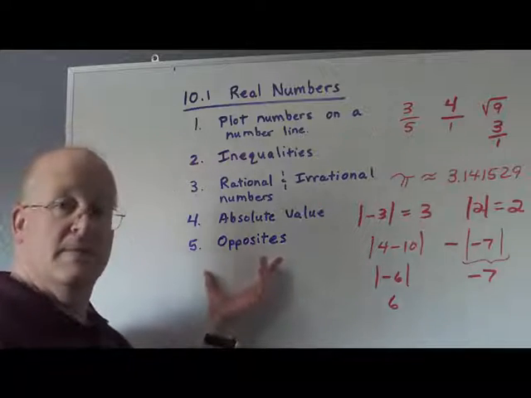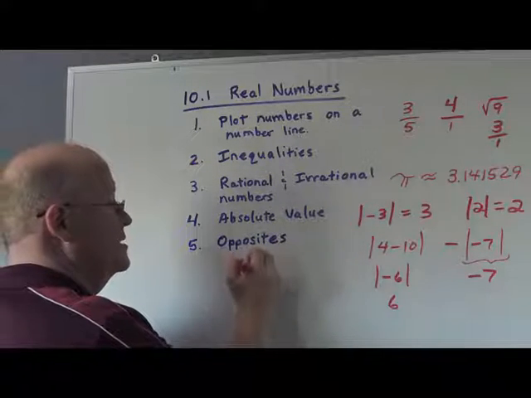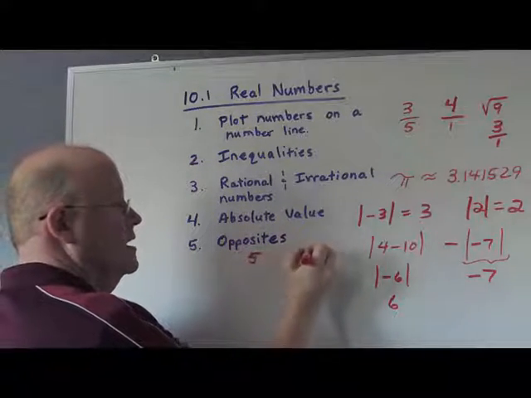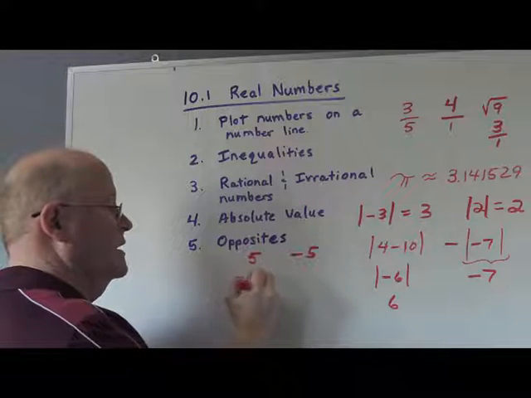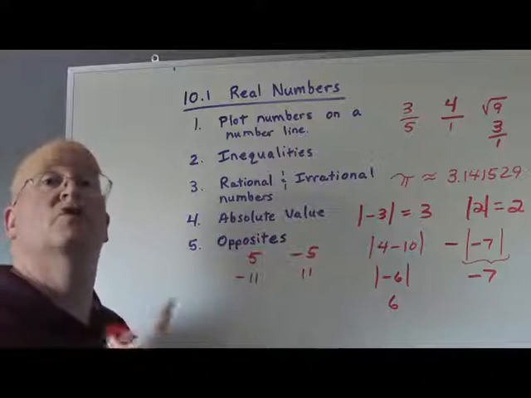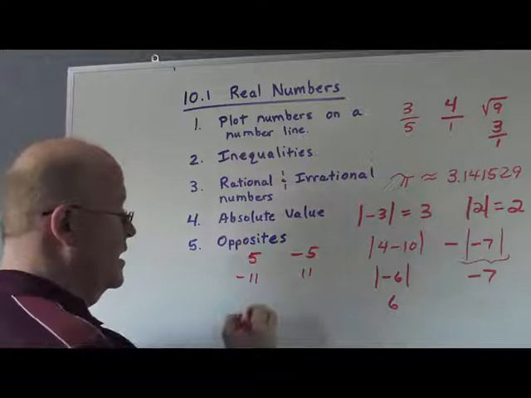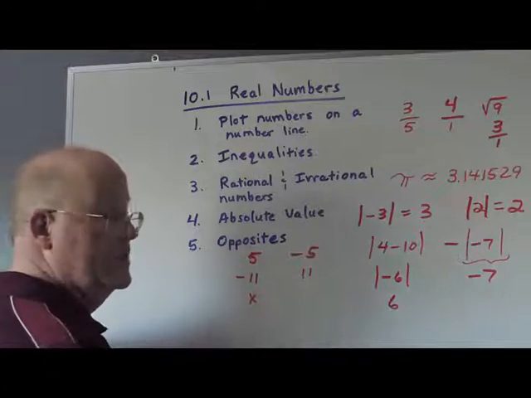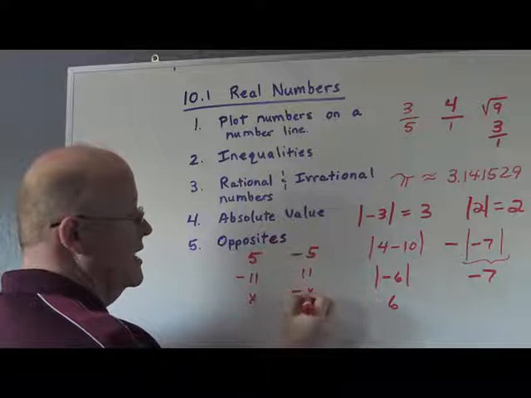Now, the opposite of a number. The opposite of 5 is negative 5. The opposite of negative 11 is positive 11. Basically, it's what you get when you change the sign of a number. Now, if you have x, the opposite of x would be negative x.